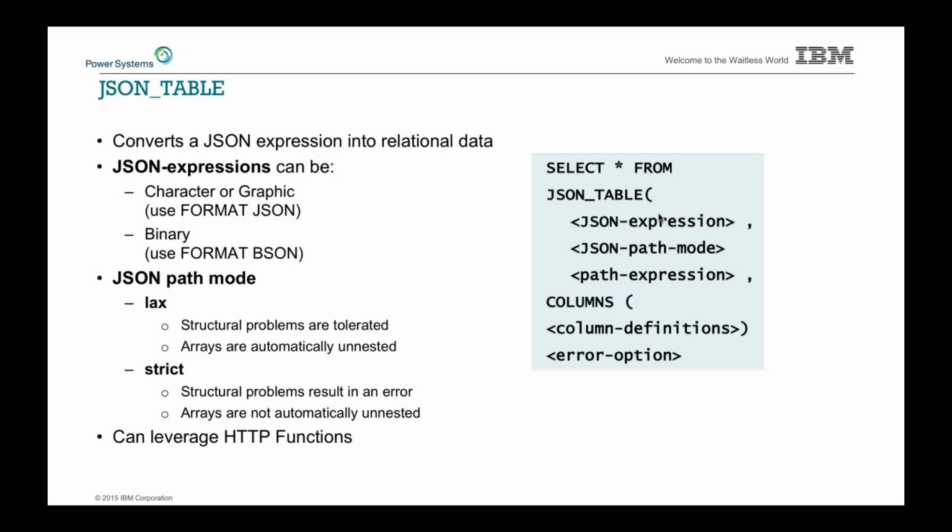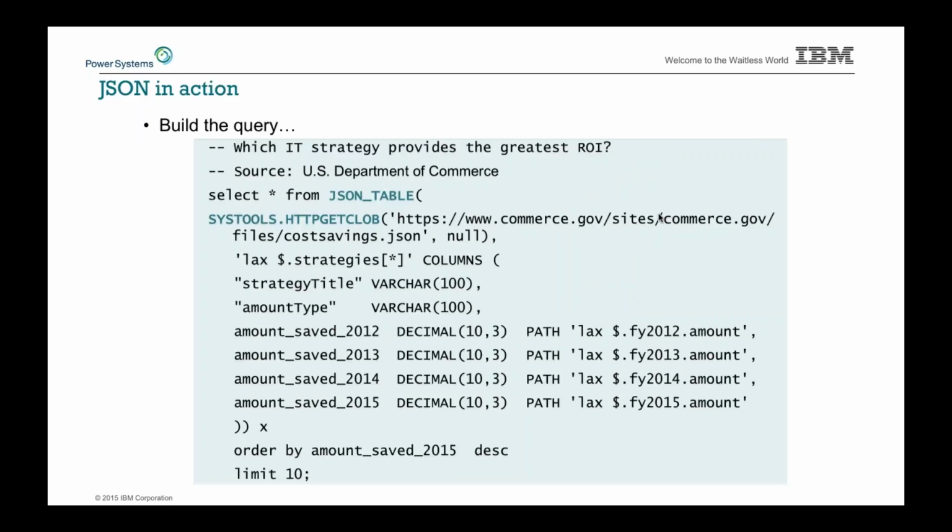There's some structural problems here that we tolerate. Some arrays are automatically unnested. You can do that in a couple different manners, whether you do it in a strict or a lax mode. You can even leverage some of the HTTP functions. And I'm just going to show one example. I'm not going to get too far down into the weeds on this one. Scott Forresty will be happy to spend an hour talking to you about all the wonderful uses of JSON table and how you play with it. But here's an interesting example that shows what we're talking about.